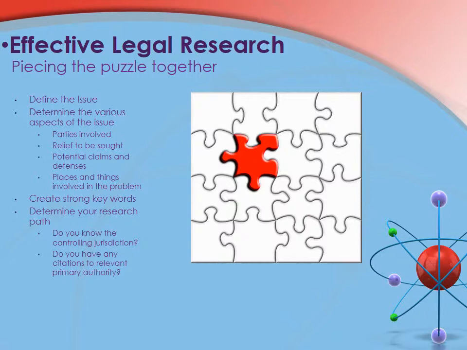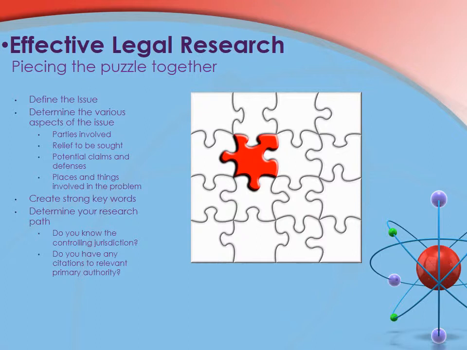And then determine various aspects of the issue, like who are the parties involved? Is it a landlord-tenant? Is it employer-employee? What's the relief to be sought? What is the client looking for? Are they looking for an injunction, meaning they're looking for something to be stopped, some type of behavior to stop? Are they looking for money to compensate for a loss, or money to punish an individual? What are the places and things that are involved in the problem?